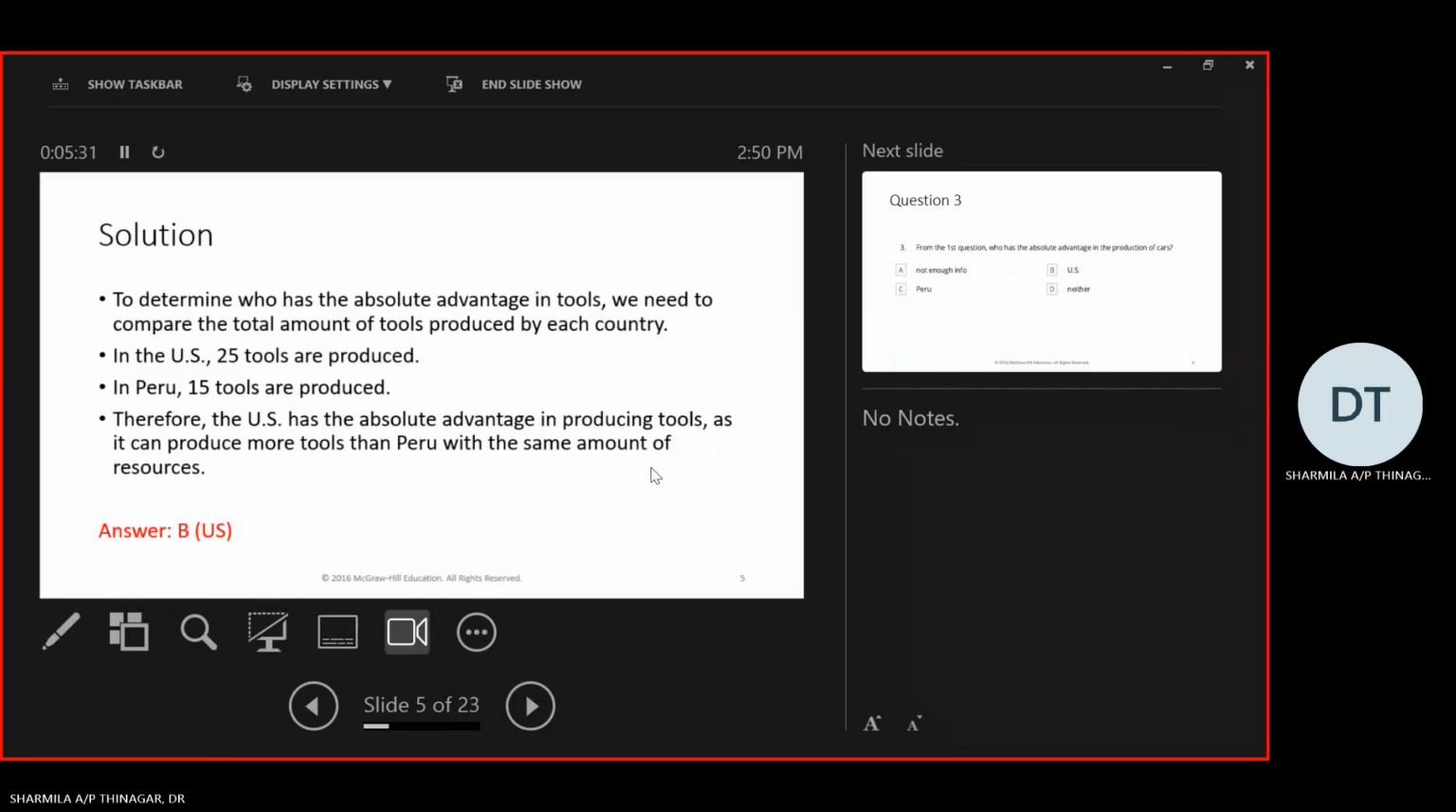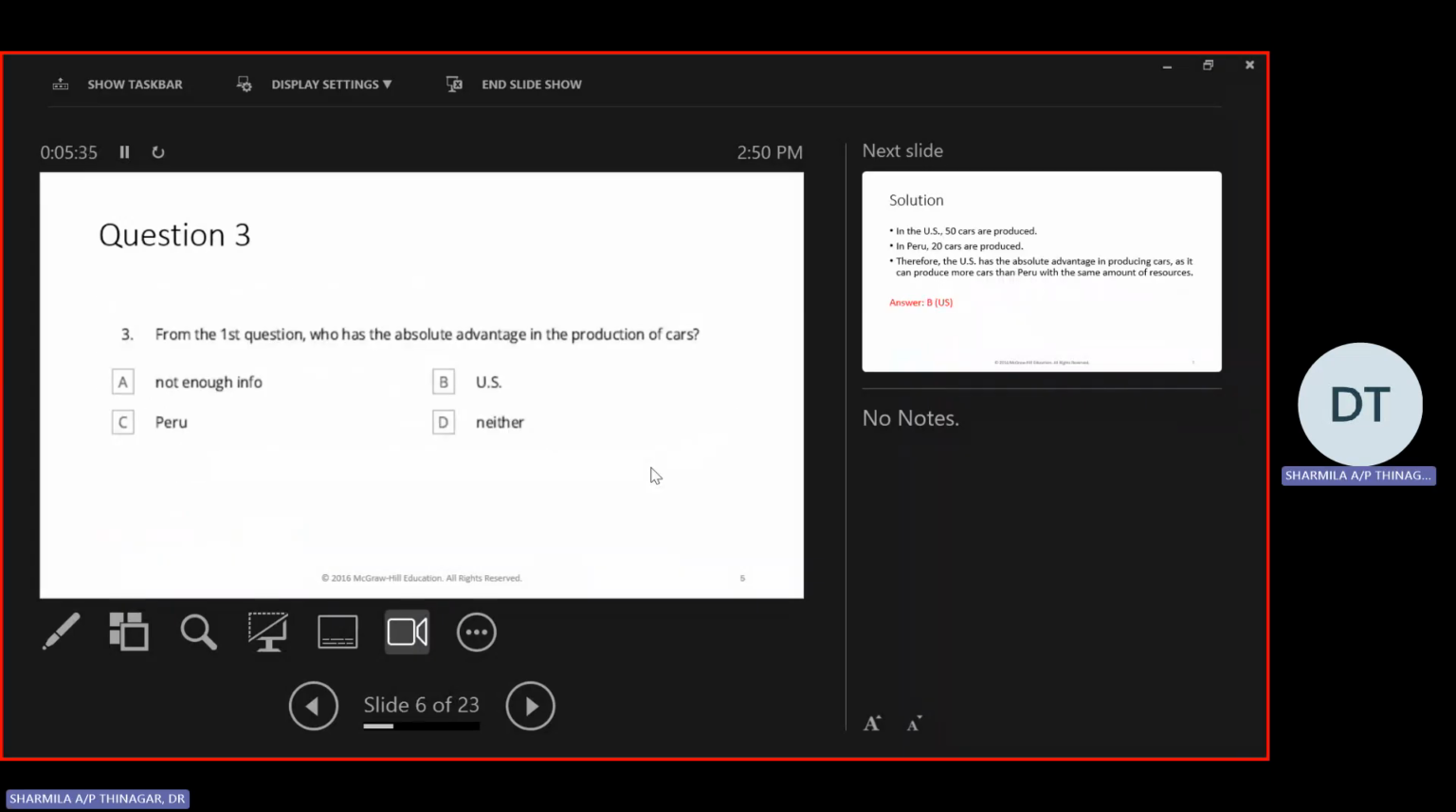Okay. Third one. Who has the absolute advantage in the production of car? Usually students will like absolute advantage because we don't need to count. You look at the table, you can find the answer already, right? How many of you say it's A? Cannot say A, right? Because the second question you can find the answer, right?